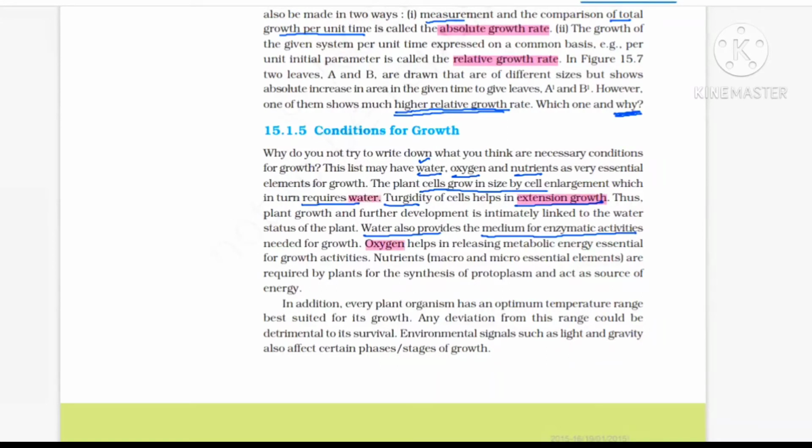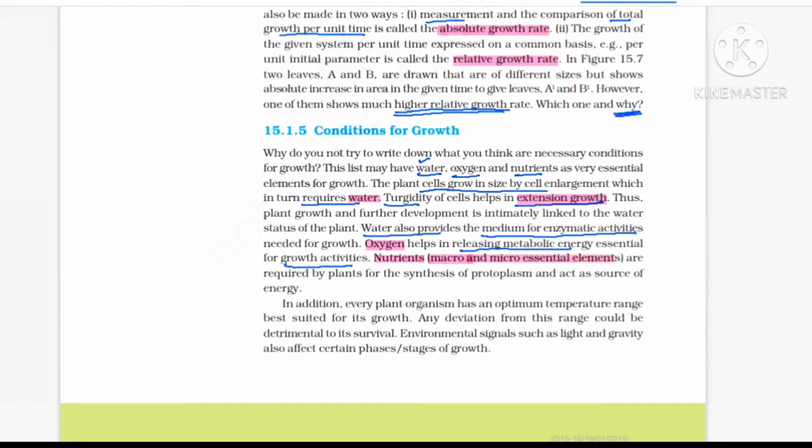So first water we have discussed. Now we are discussing oxygen. Oxygen, if you know, we require in respiration. Oxygen is used in respiration. As a result, energy can be formed. So oxygen helps in releasing metabolic energy, which is necessary for all the growth activities. Now, third is nutrient. Nutrient can be of two types. If they are required in a large amount, we call them macronutrient. Or if they are required in a small amount, then we say micronutrient.